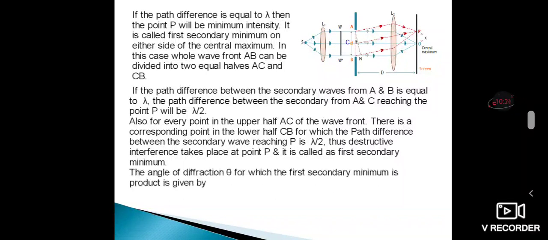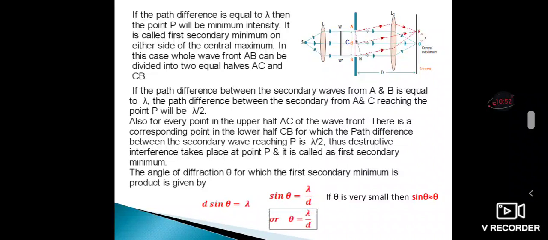Therefore we can write the angle of diffraction theta for which the first secondary minimum is produced as d sin theta is equal to lambda, because we have considered the path difference as lambda. Therefore d sin theta is equal to lambda, or sin theta is equal to lambda by d. For theta very small, sin theta is approximately equal to theta. Therefore theta is equal to lambda by d. We get this if we consider the path difference as lambda.